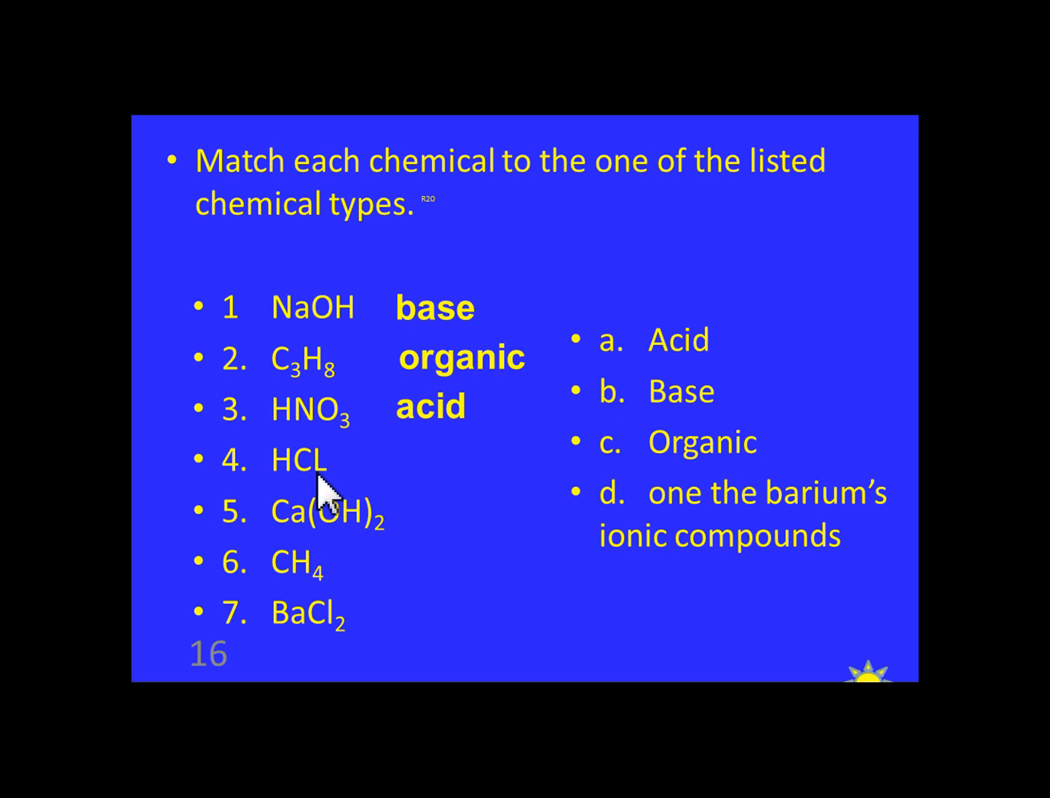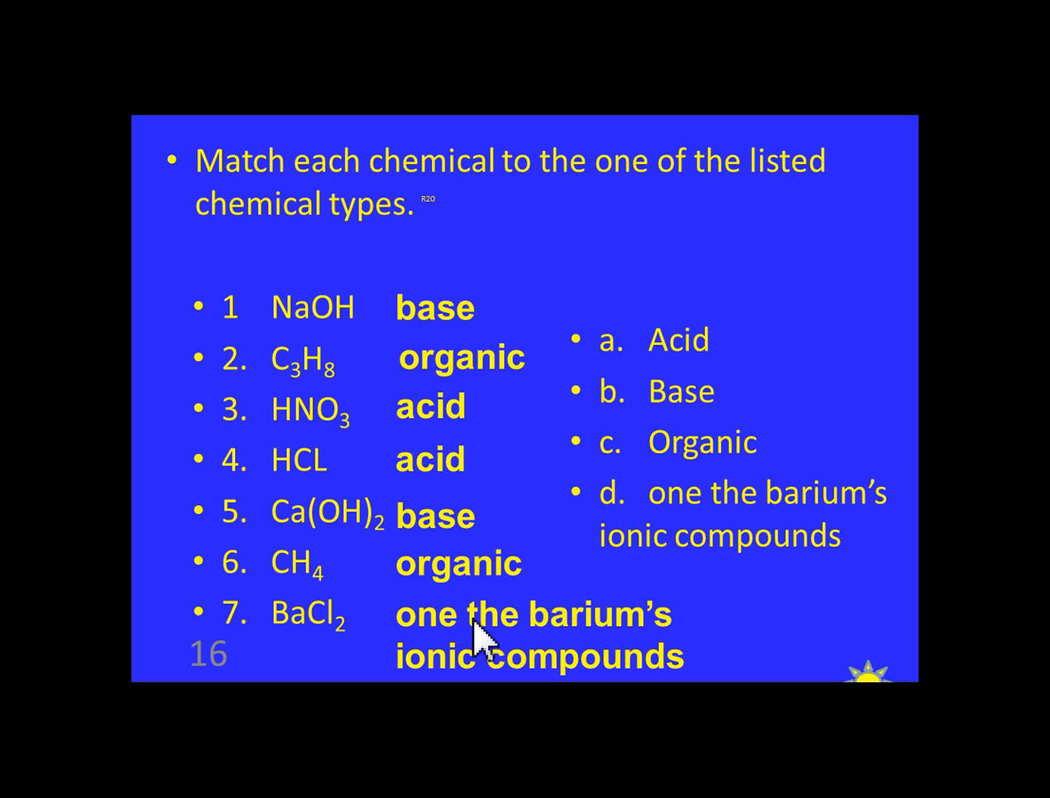HCl, that should be a small case l, by the way, another typo, sorry about that. So HCl should be in the acid group, answer A. Ca(OH)2 is a base, it's calcium hydroxide. CH4 is methane, you saw a video about methane, that is an organic compound. And barium chloride, one of barium's ionic compounds.